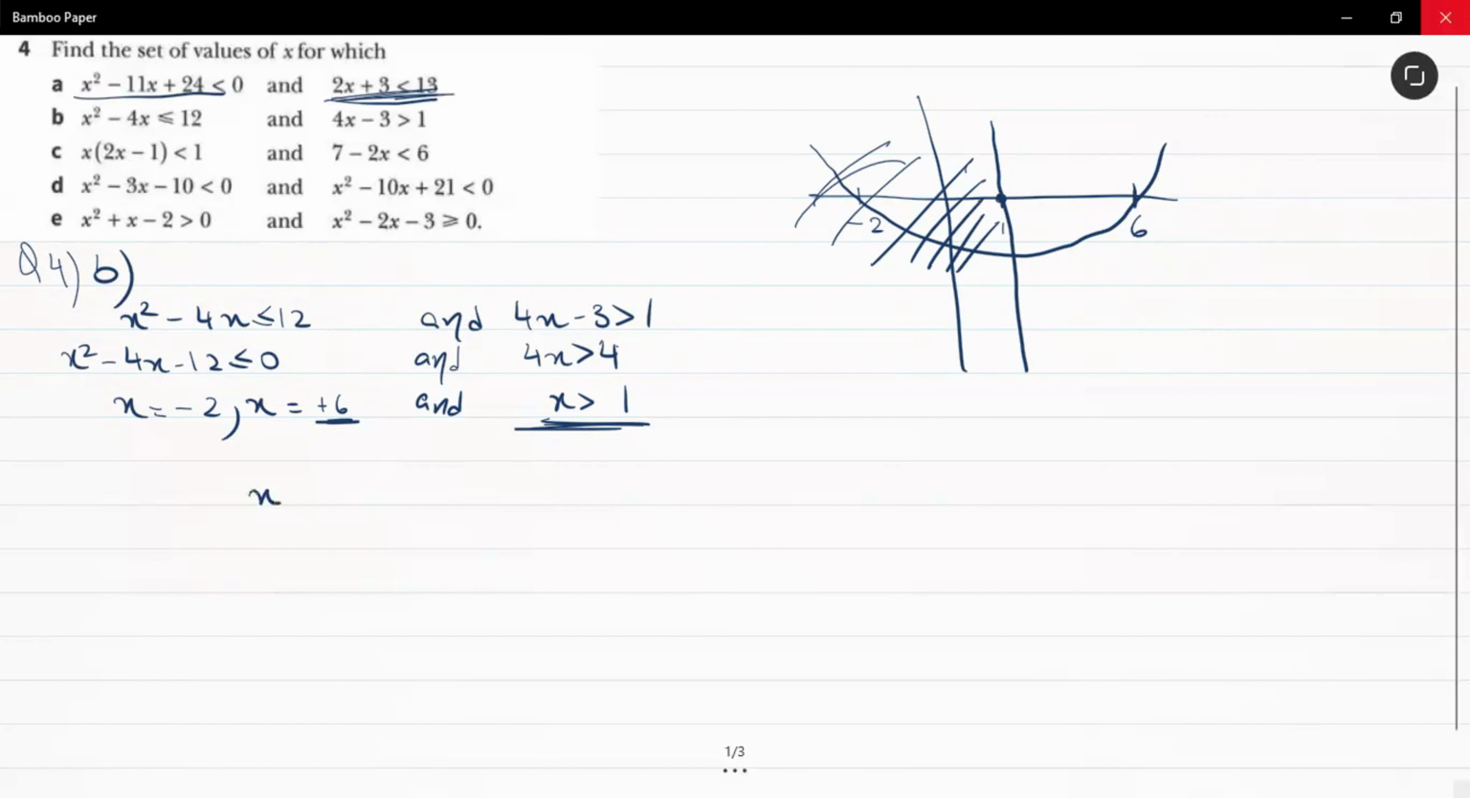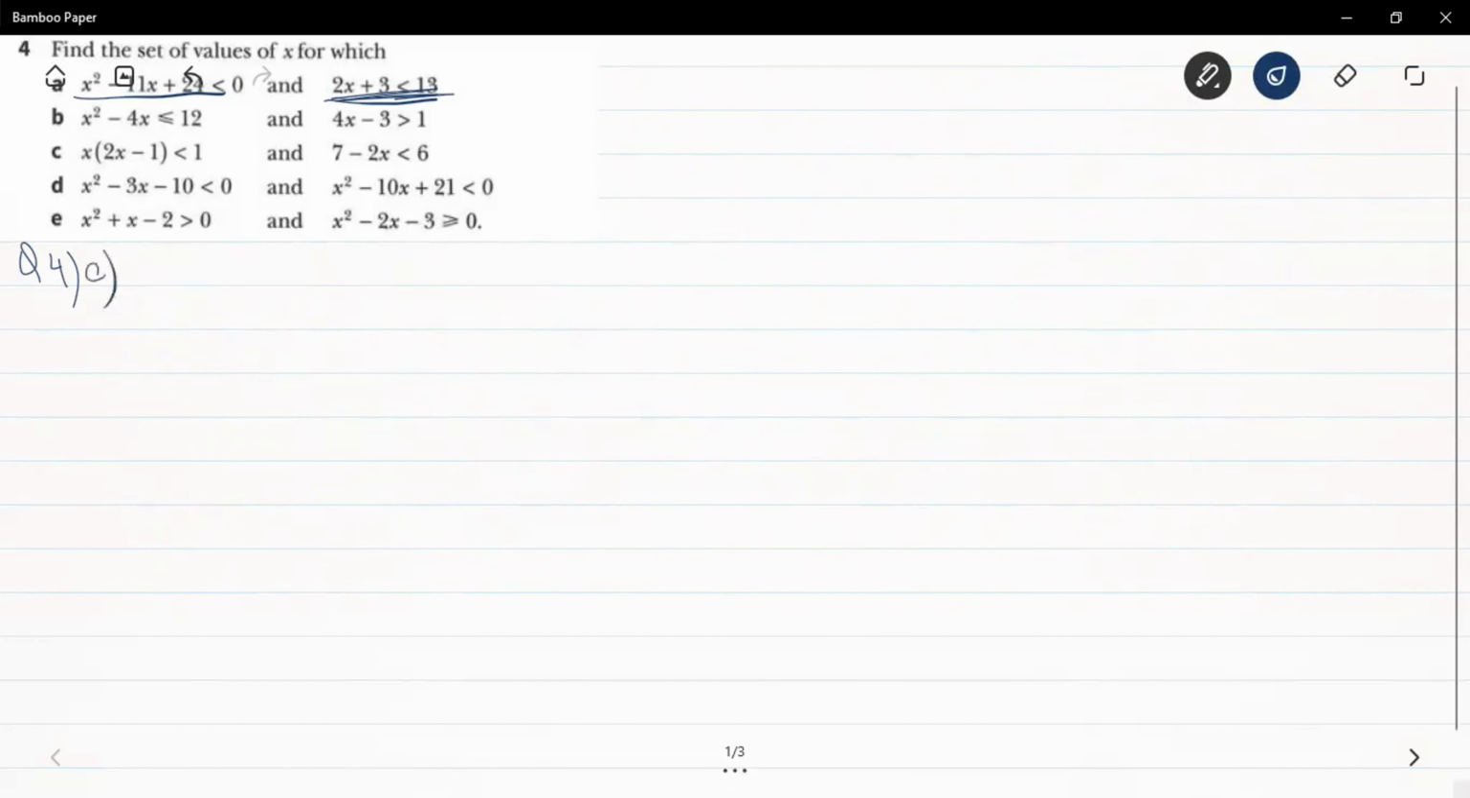So x is greater than 1, but x is less than 6. By the way, it's going to be less than or equal to 6, because at this point in the graph, the quadratic inequality tells us the values which are equal to 0 are also to be taken. So it's going to be less than or equal to 6 here.